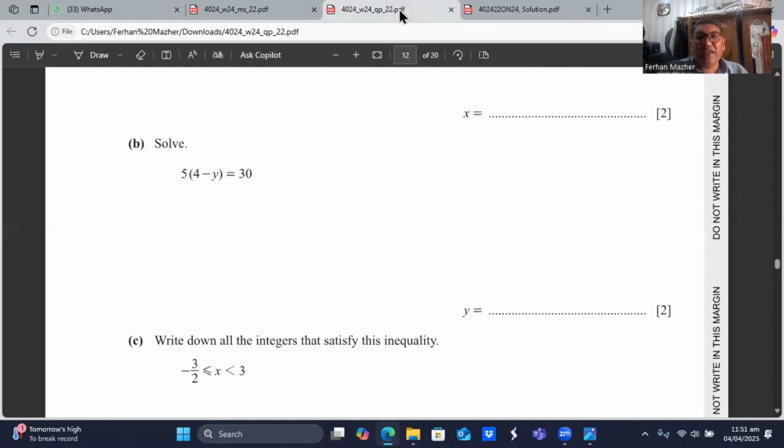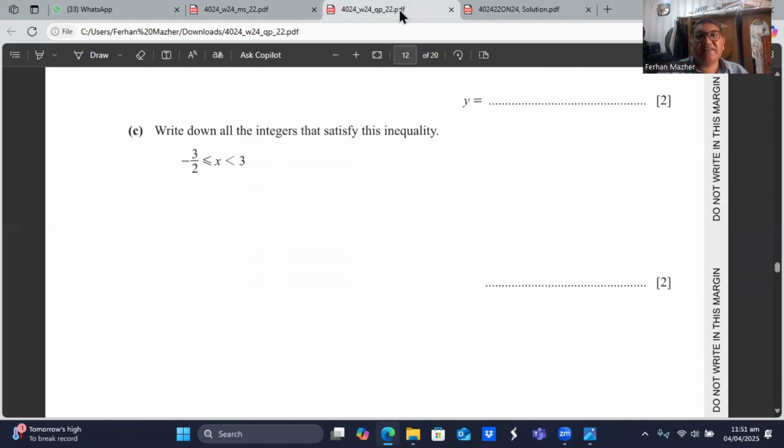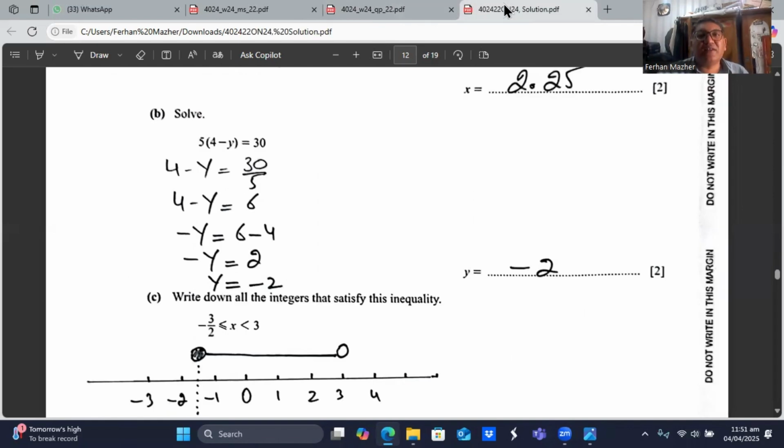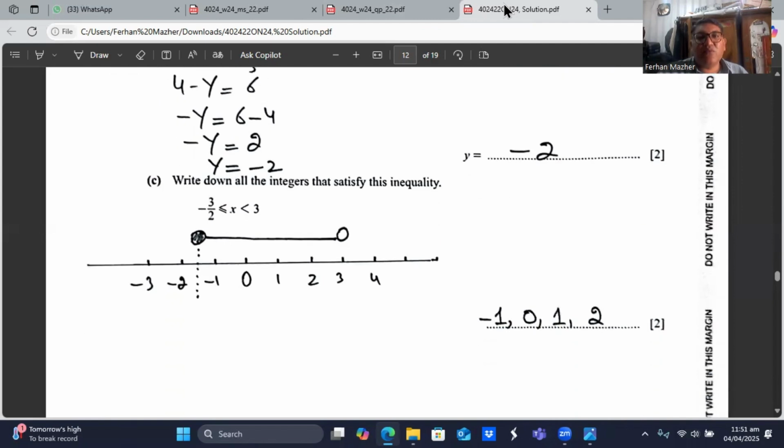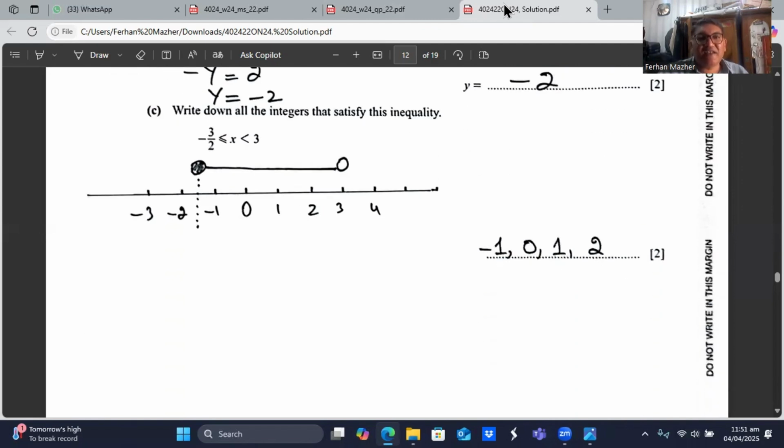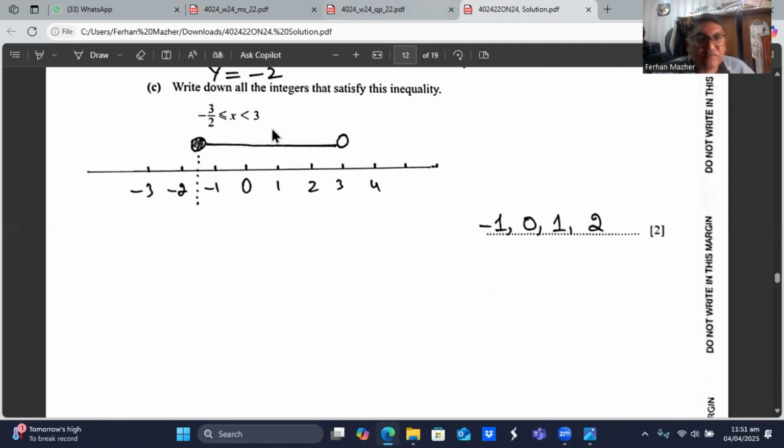Okay, then we have question number 7, and it's C part. He says, write down all the integers that satisfy this inequality. So this is minus 1.5 is less than or equal to x, which is less than 3. So I will represent this on the number line, and let's see which integers are included in the solution. So this is minus 1.5 here on the number line, and 3 is here.